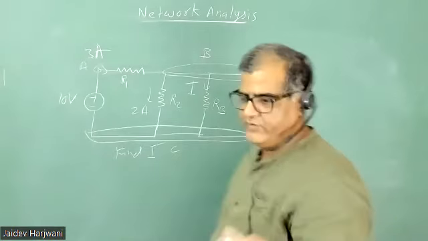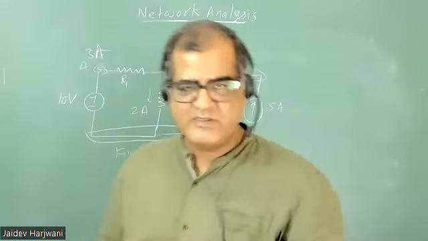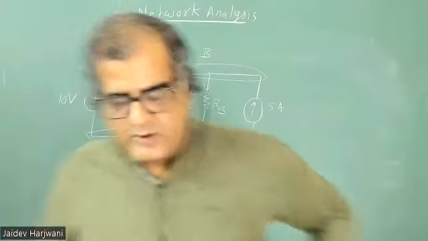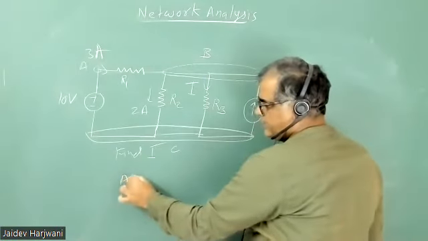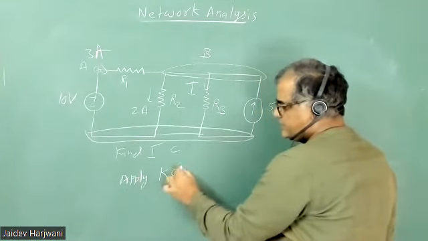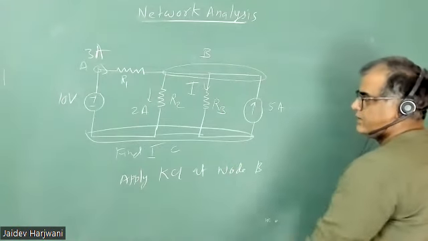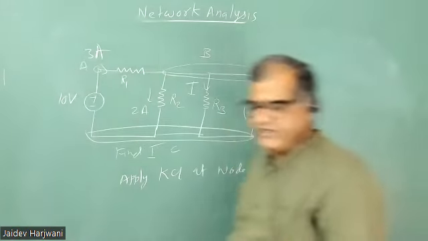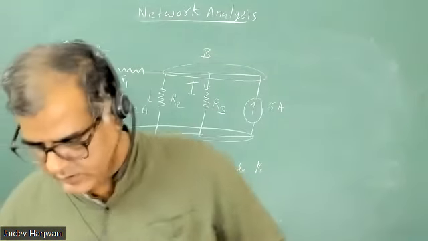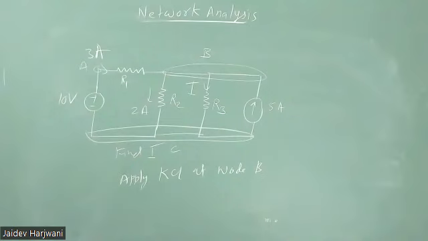Okay. Now we have to apply KCL. KCL is always applied on what? Node. Okay. So apply KCL at node B, and tell me what is the value of I. The KCL is incoming current equals outgoing current. So in the node, how many currents are coming and how many currents are leaving? Make them equal and tell me what is I.